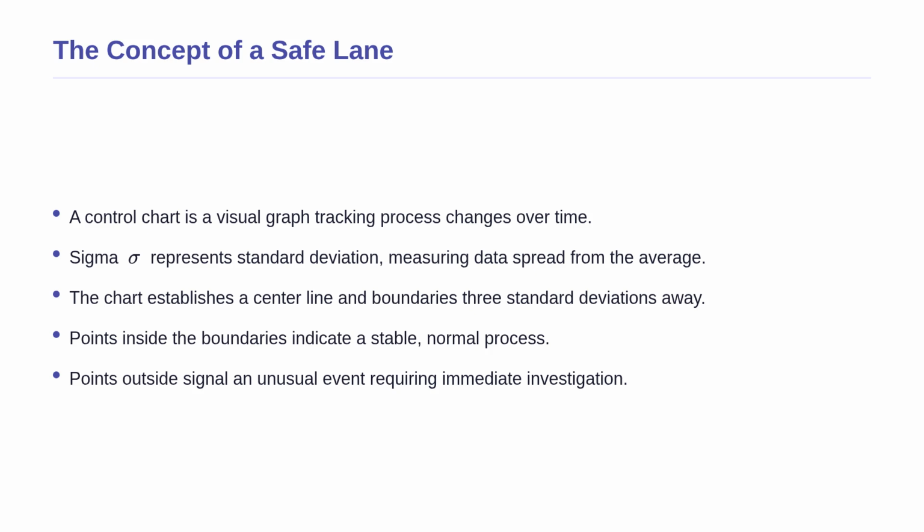A 3 sigma control chart establishes a center line for the average, along with an upper and lower boundary exactly 3 standard deviations away. If data points stay inside, the process is stable. If a point falls outside, it signals an unusual event requiring immediate investigation.